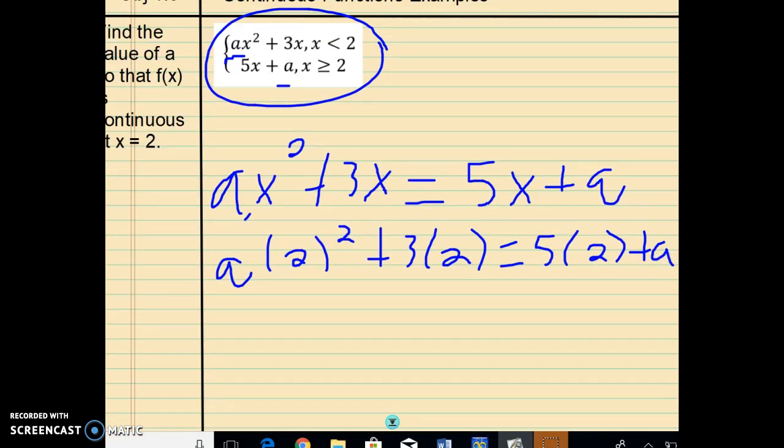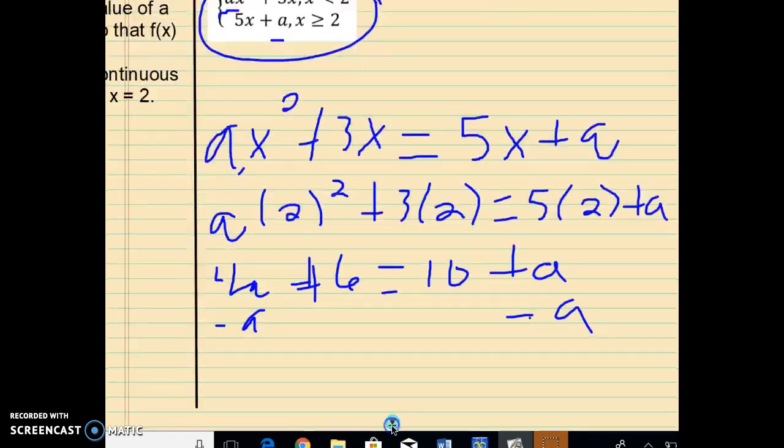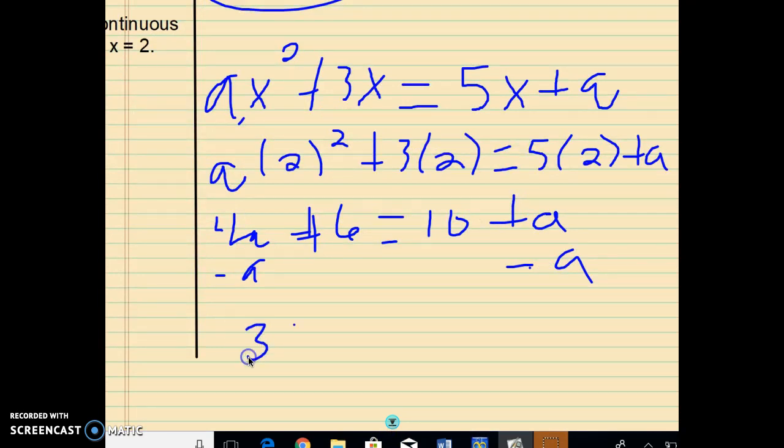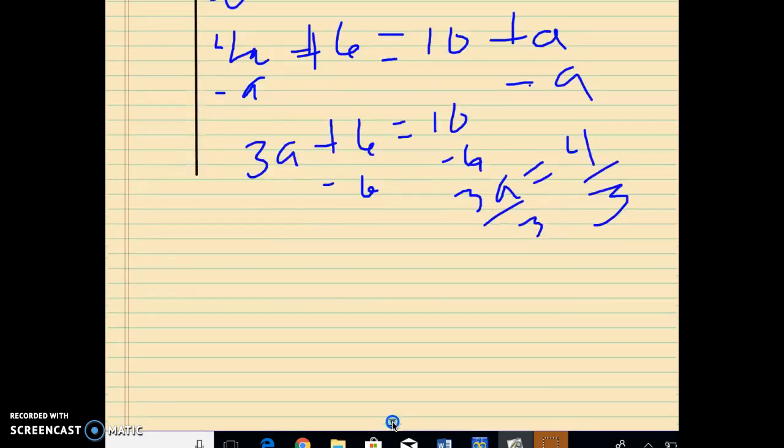So I will get 2 times 2, that's 4a, plus 6. That's a plus there. And then that will equal 10 plus a. And now it becomes a linear equation. I'm going to subtract a. Let me scroll down a little. That gives me 3a plus 6 equals 10. Subtract 6. That's going to give us 3a equal to 4. Divide by 3. So that means that a will equal 4/3.